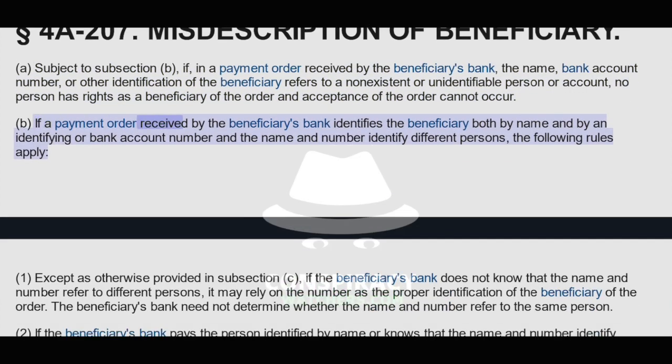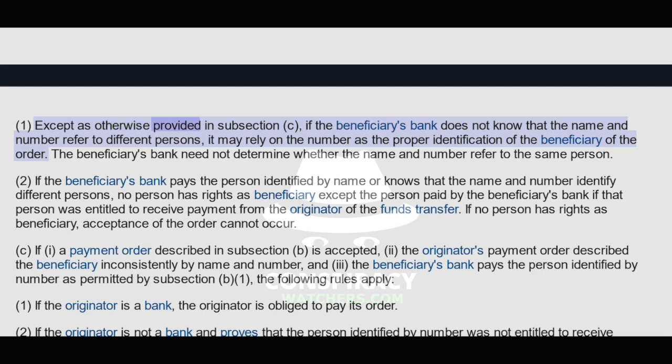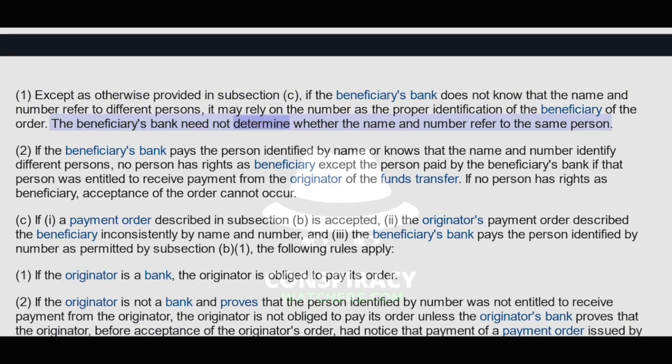If a payment order received by the beneficiary's bank identifies the beneficiary both by name and by an identifying or bank account number and the name and number identify different persons, the following rules apply. Except as otherwise provided in subsection, if the beneficiary's bank does not know that the name and number refer to different persons, it may rely on the number as the proper identification of the beneficiary of the order. The beneficiary's bank need not determine whether the name and number refer to the same person.